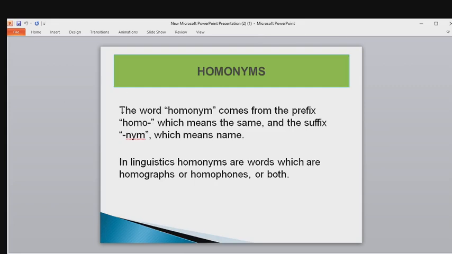Again, coming to the meaning or the definition of homonyms. The word homonym comes from Greek. Here the prefix homo means same, similar or alike. And the suffix nym means name. So it means same name. In linguistics, homonyms are words which are homographs or homophones or both. So homonyms can be both homographs or homophones.